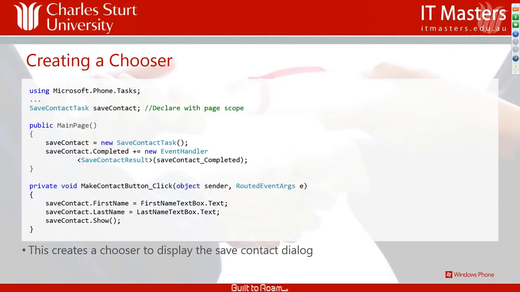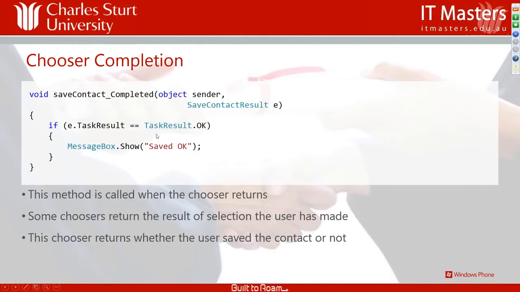So for example, if we call the save contact task and then for whatever reason our application gets tombstoned, when the user finally comes back to our application, it's going to rehydrate. If it's declared at the page level, then as part of the constructor to get rehydrated, the event handler will be reattached, and then subsequently called as part of the result coming back from the chooser. Once the chooser completes, we can query the event handler to see whether it executed with an OK result, i.e. the data came back, and then we can process the return value.